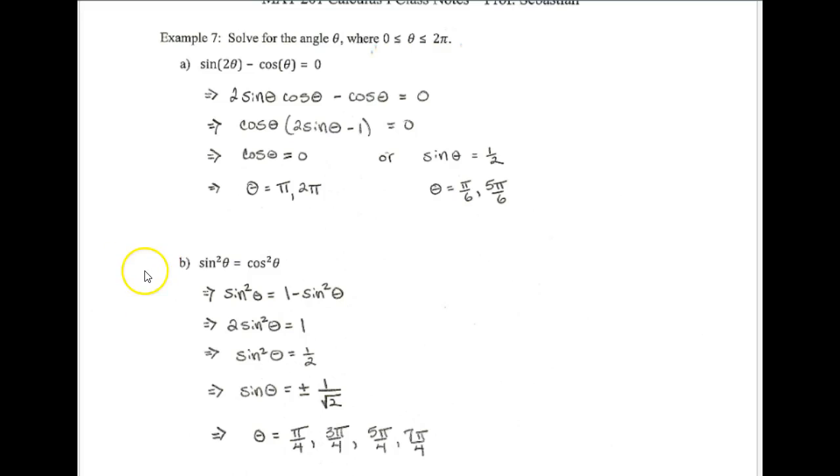Okay, and part B, the example, we have sine squared of theta equals cosine squared of theta. The best way to do this is to use our Pythagorean identity. Cosine squared theta plus sine squared theta equals 1, which means that we want to turn one of these, sine squared or cosine squared, into the other one. So we're going to use the fact that cosine squared theta is equal to 1 minus sine squared theta. So now we have an equation of sine squared theta equals 1 minus sine squared theta.